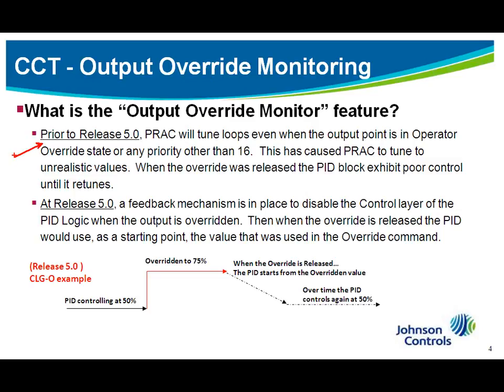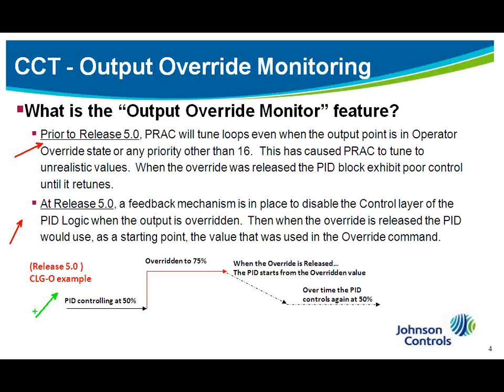At Release 5.0, a feedback mechanism is in place to disable the control layer of the PID logic when the output is overridden. When the override is released, the PID would use as a starting point the value that was in the override command. So let's take a look at this as an example in this graph.